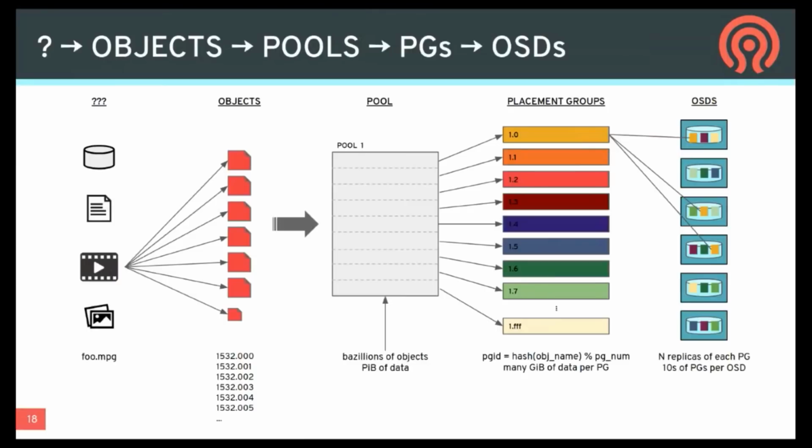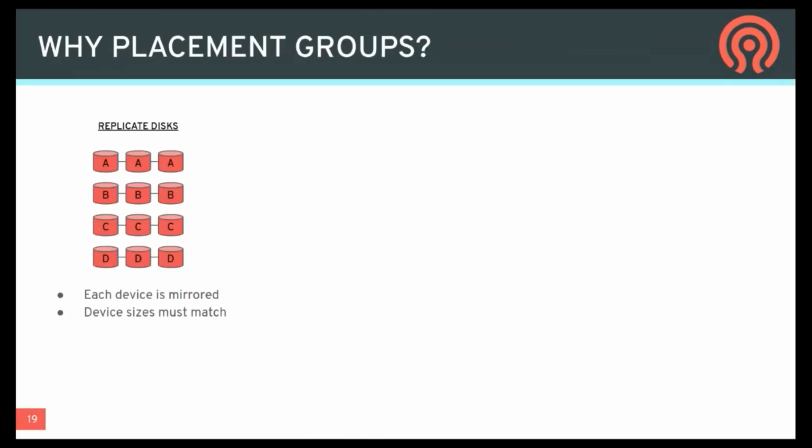So you might be asking, why do we have this intermediate stage of placement groups? Why don't we just assign objects to storage devices? There are a couple of reasons for this, but it's helpful to look at what the alternative design options might be in this case.